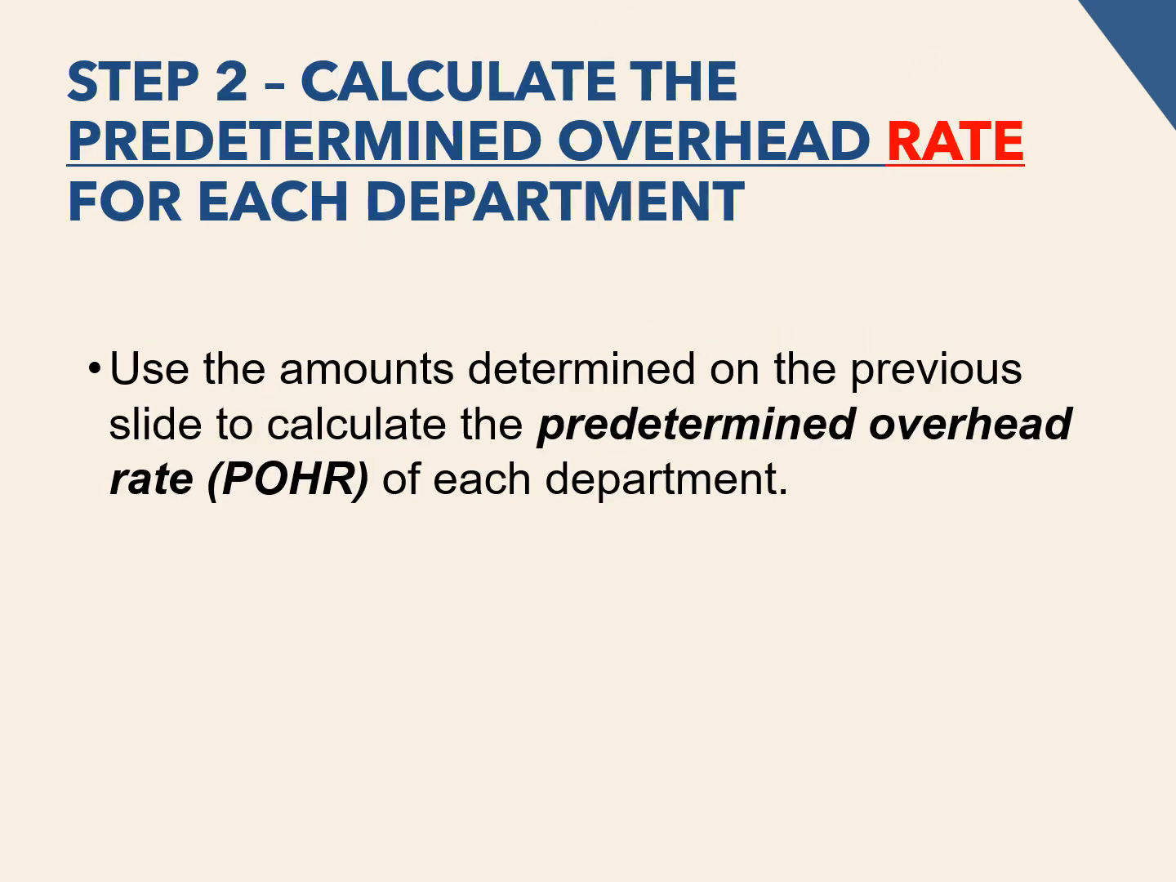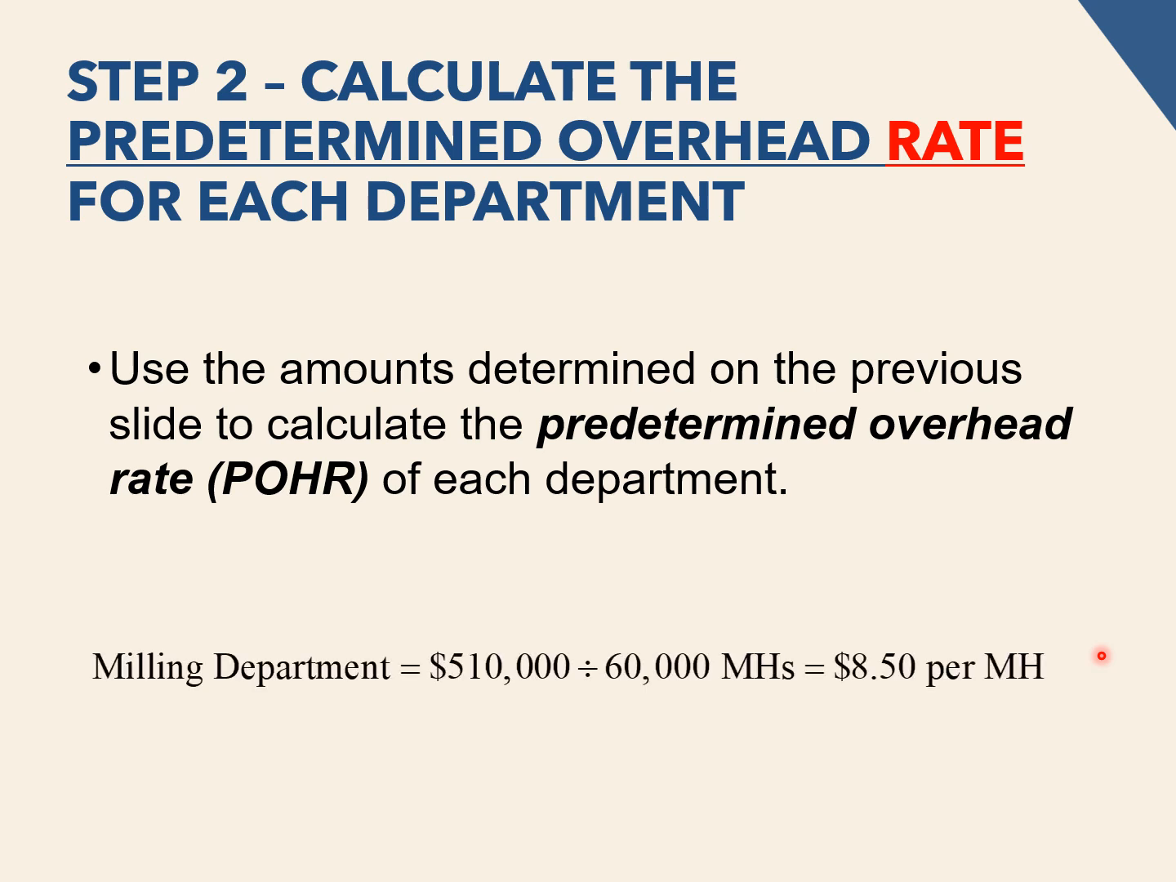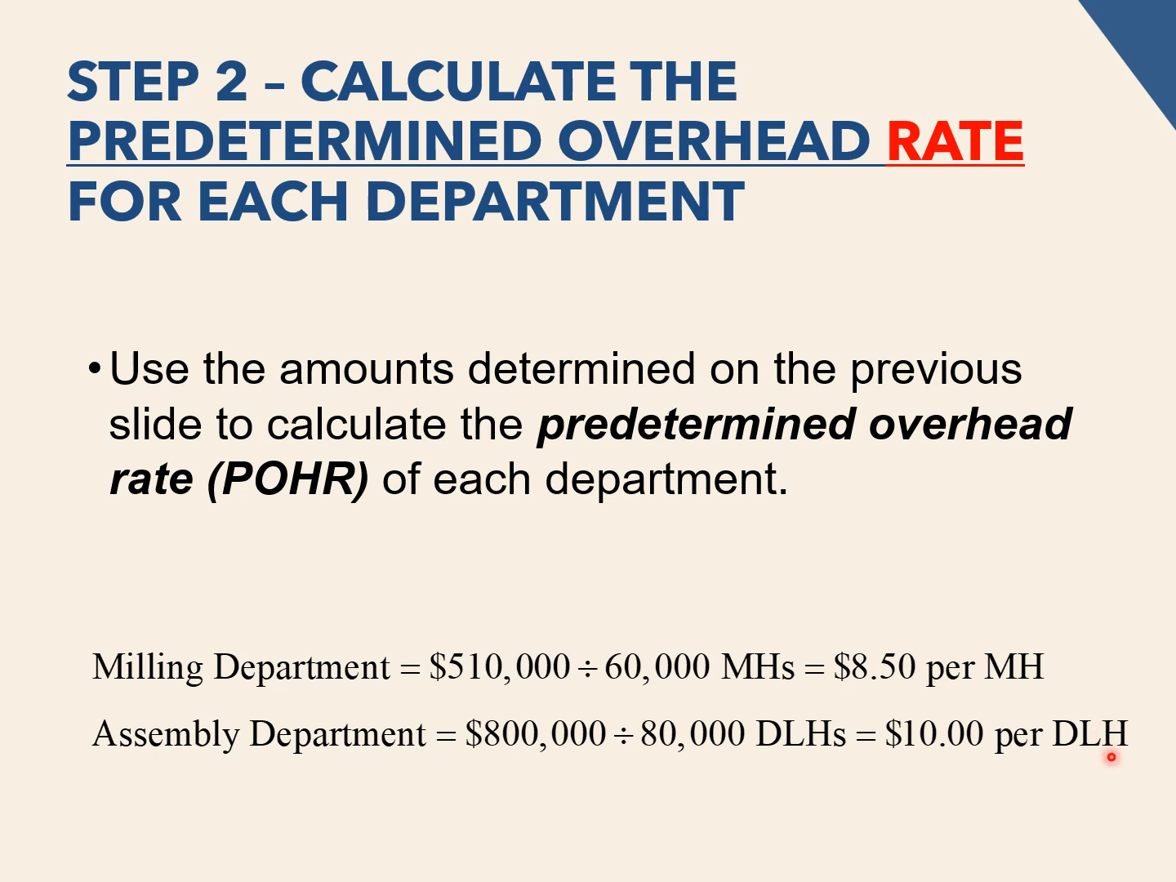The second step is to calculate the predetermined overhead rate for each department. Use the amounts determined on the previous slide to calculate the predetermined overhead rate of each department. For the milling department, it is $850 per machine hour. For the assembly department, it is $10 per direct labor hour.